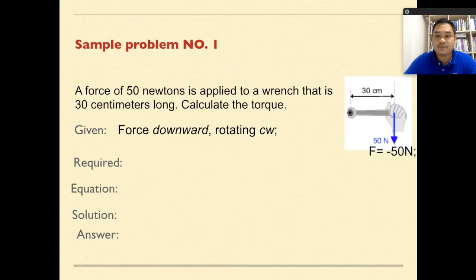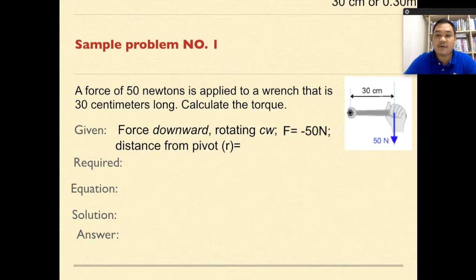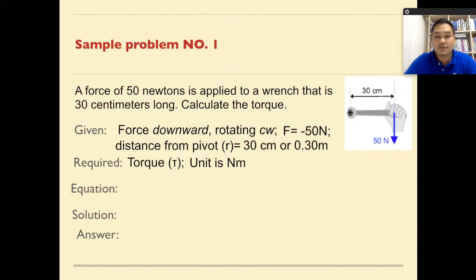And therefore, that is negative 50 Newton. Why negative? Because it will rotate in a clockwise direction. And the distance from the pivot is 30 centimeter or 0.30 meter. And the required is the torque. And what is the unit of torque? The unit of torque is expected to be Newton meter.